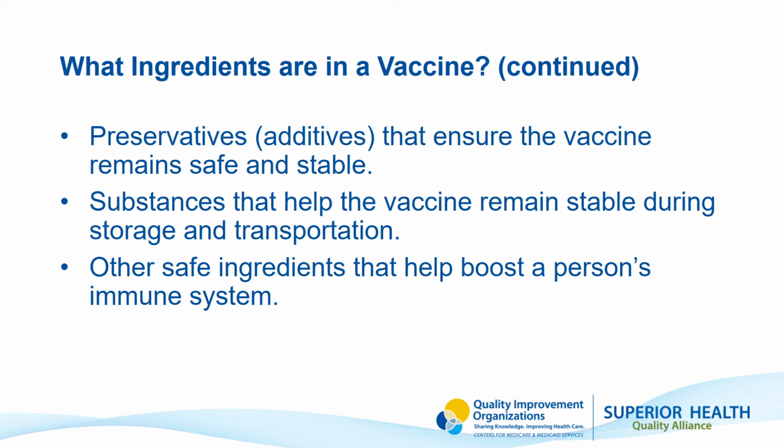What ingredients are in a vaccine, continued? We'll continue our discussion of what ingredients are in a vaccine with a few more points. Vaccines contain preservatives or additives that ensure that the vaccine remains very stable and safe. Preservatives may help prevent a vaccine from being damaged, making it less helpful in the prevention of disease or illness. And finally, a vaccine contains other additional substances that help make sure it remains stable during storage and transportation to hospitals, clinics, and other healthcare settings.